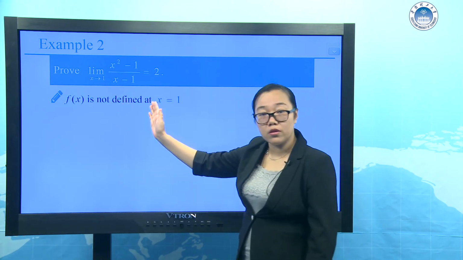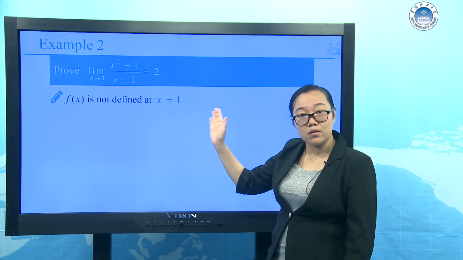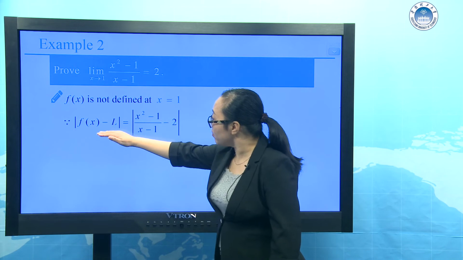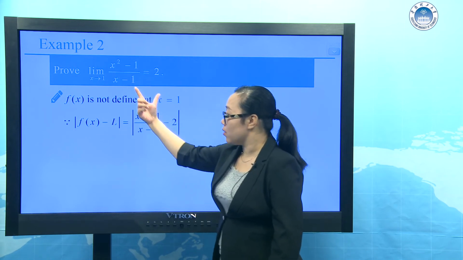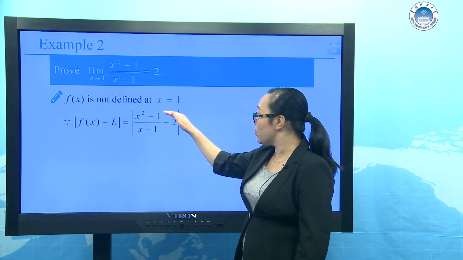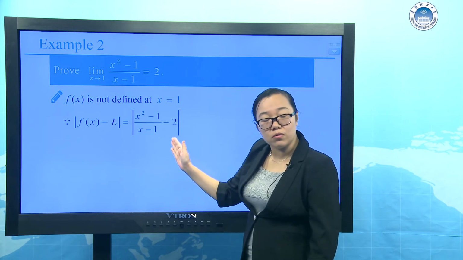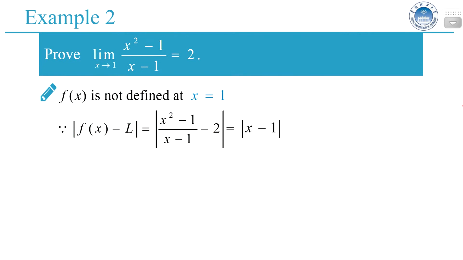f(x) is not defined at the point x equals 1. How to write it? Because f(x) minus L: copy f(x), x squared minus 1 over x minus 1, and copy L. L equals 2. Minus 2, together we can get x minus 1.